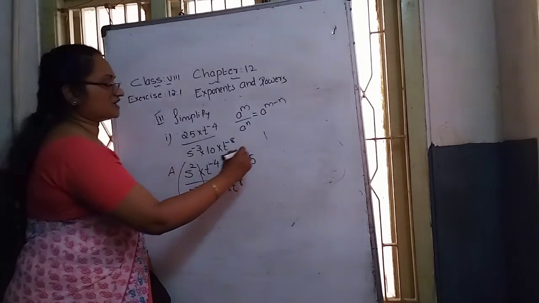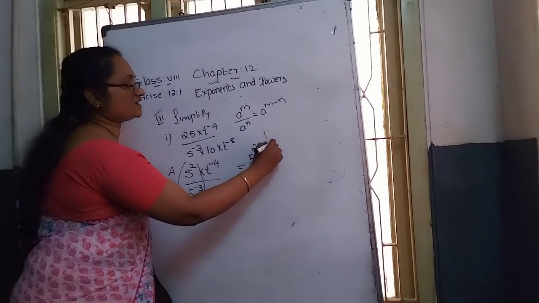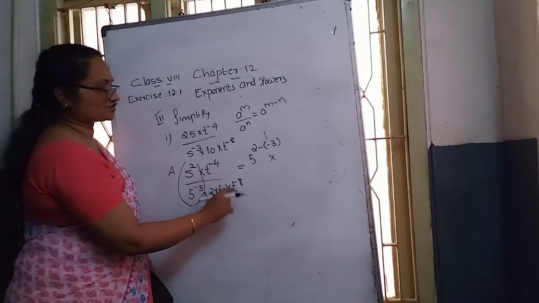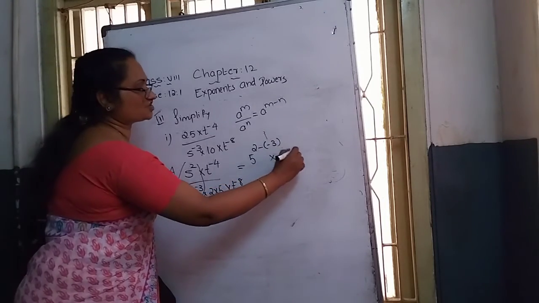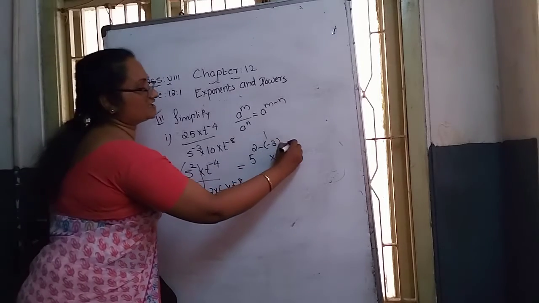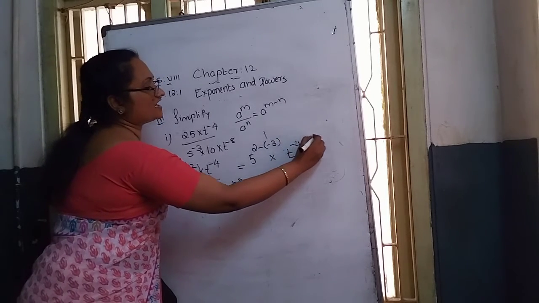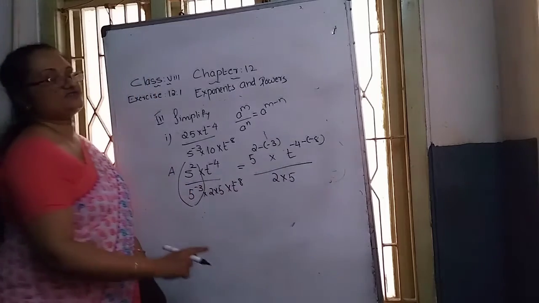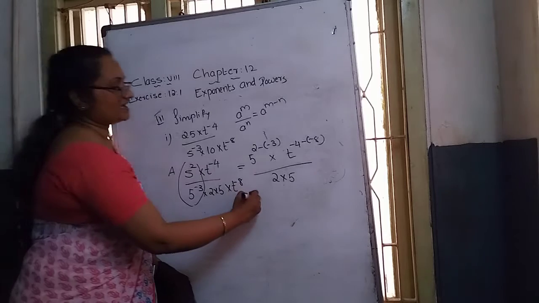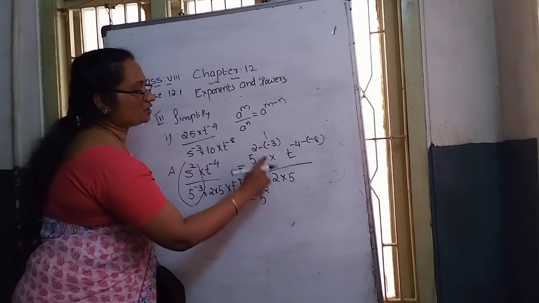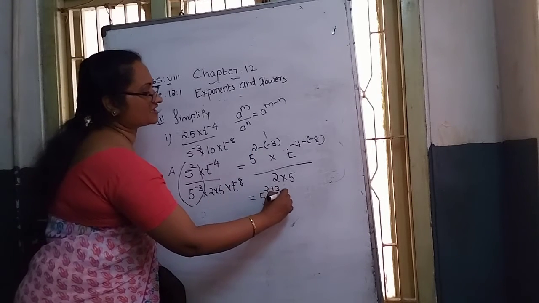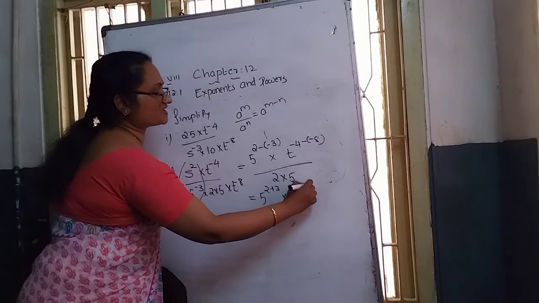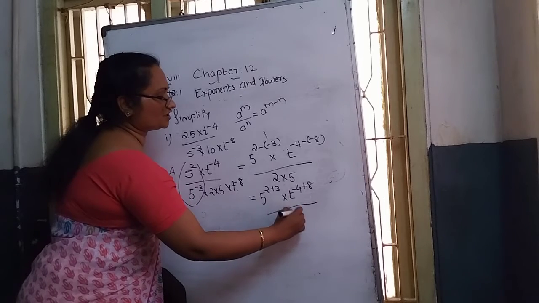So here the base is 5, the powers are 2 minus n, where the n value is represented as minus 3. These two also have the same base. What is the base? t is the base. Powers are minus 4 minus n, where the n value is minus 6. In the denominator, which number is remaining? 2 times 5 is remaining on the denominator. Again, 5 raised to 2 minus of minus changes to plus 3, times t raised to minus 4 minus of minus changes to plus 8, divided by 2 times 5.